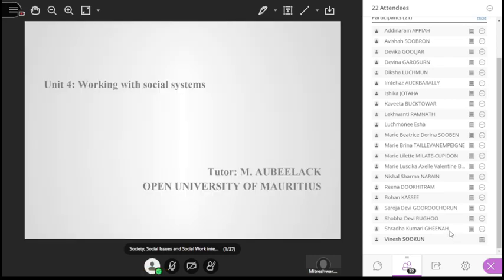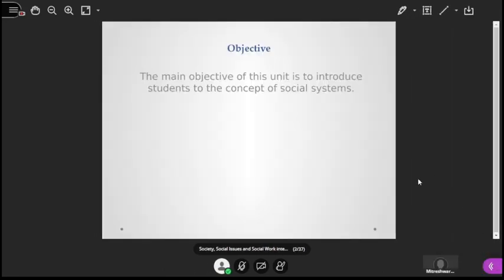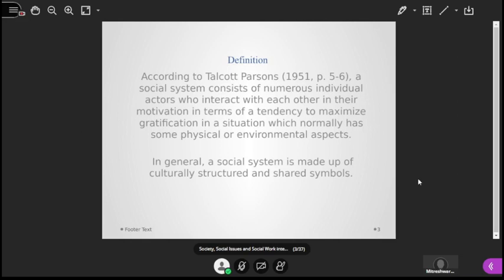Okay. So working with social systems now, the objectives. The main objective of this unit is to introduce the student to the concept of social system. So, highly examinable. According to Talcott Parsons, a social system consists of numerous individual actors who interact with each other in their motivation in terms of a tendency to maximize gratification in a situation which normally has some physical or environmental aspect. In general, a social system is made up of culturally structured and shared symbols.